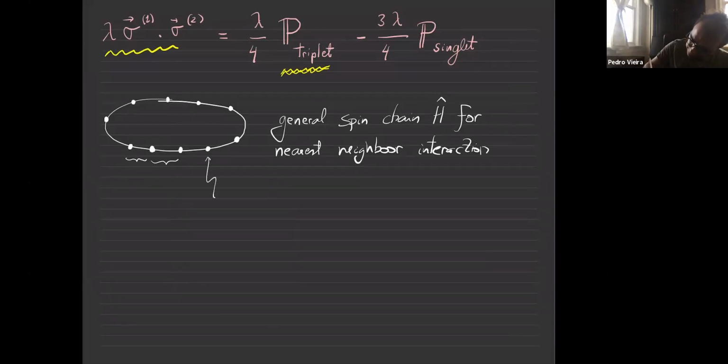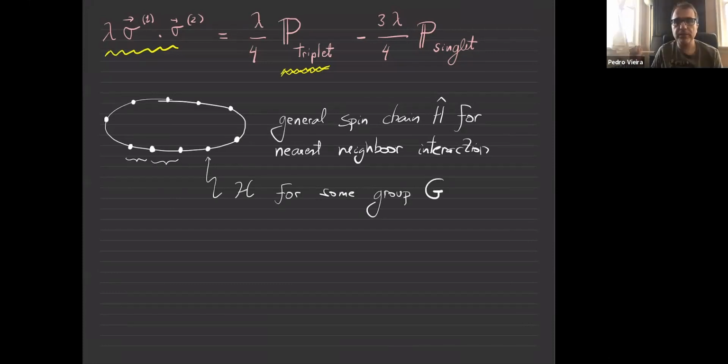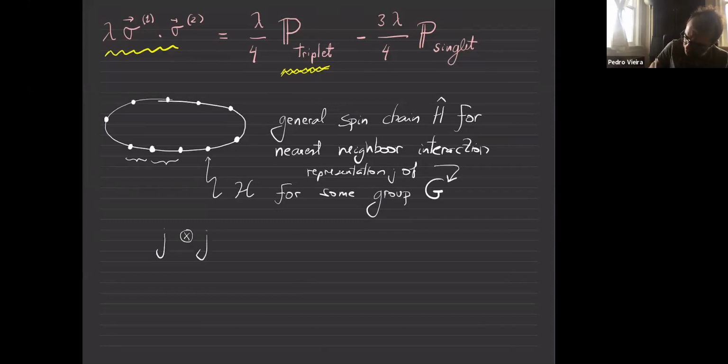So what would it be? At each site, we have some Hilbert space for some group G. In the example we have done before, it was SU(2) spin 1/2. So we have some representation J of some group G. It was the fundamental representation, spin 1/2 in our example. When we take this representation J tensor J, we get a sum of a bunch of other representations, J tilde. In our example, J tilde was singlet and triplet.